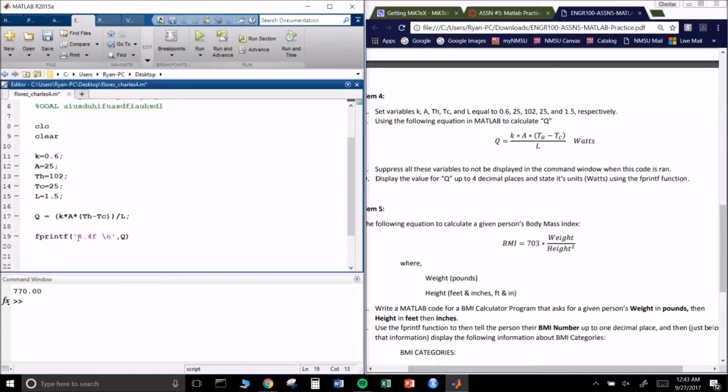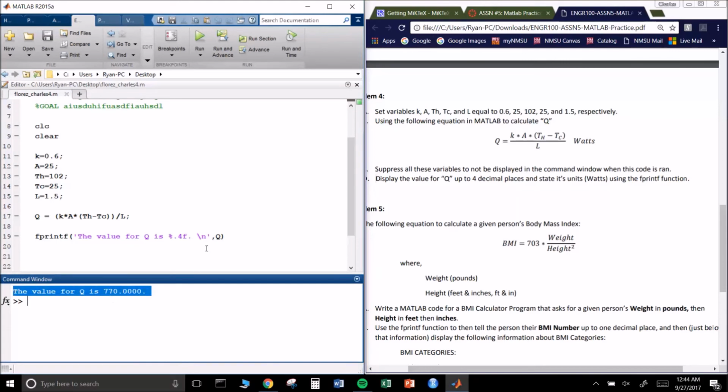So if I have this up to 4 decimal places, and then I include my other information, the value for Q is, and then the number is going to be replaced here. And then I can just put a period to end the sentence. And I hit run, and this is exactly what I end up with.